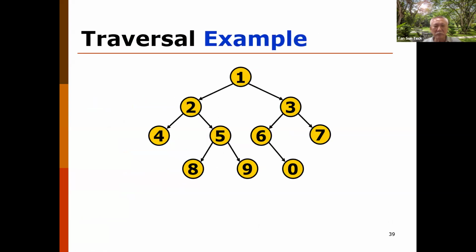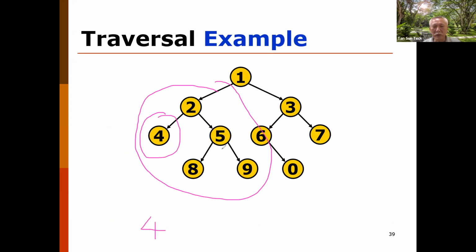So, an example. We want to traverse this in post-order. We know that first of all we traverse the left subtree in post-order, and to do that I have to traverse its left subtree in post-order. There's nothing there, so I output 4. Then I traverse the right subtree in post-order. I traverse this first, so I have 8, and then I have 9. Now I have finished the left subtree of 5 and the right subtree of 5, so I visit 5.